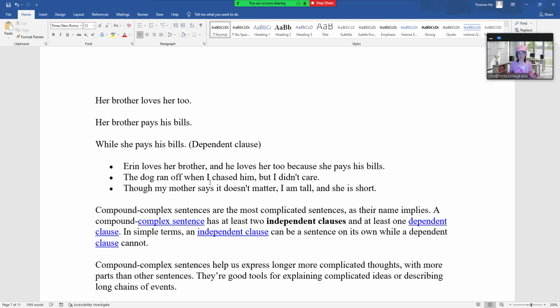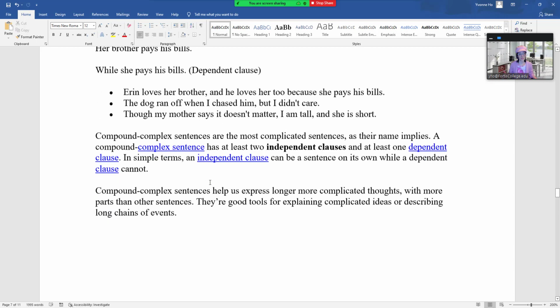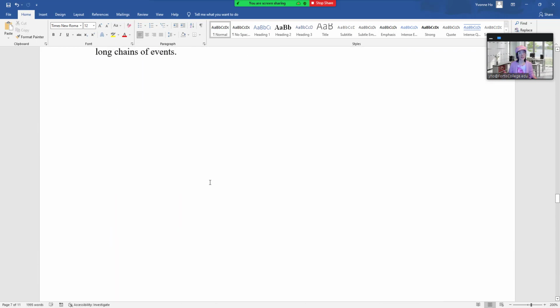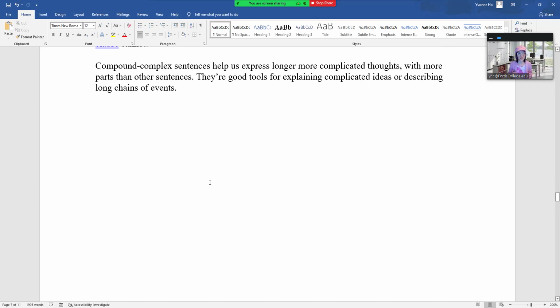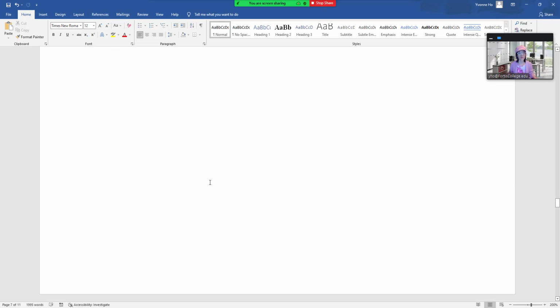So compound complex sentences are the most complicated sentences in English, as their name implies. A compound complex sentence has at least two independent clauses and at least one dependent clause. In simple terms, an independent clause can be a sentence on its own, while a dependent clause cannot, because a dependent clause is never a complete thought. So a compound complex sentence helps us express longer, more complicated thoughts with more parts than other sentences. They're good tools for explaining complicated ideas or for describing long chains of events.